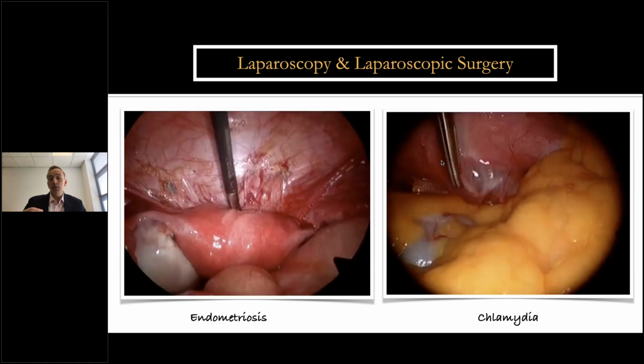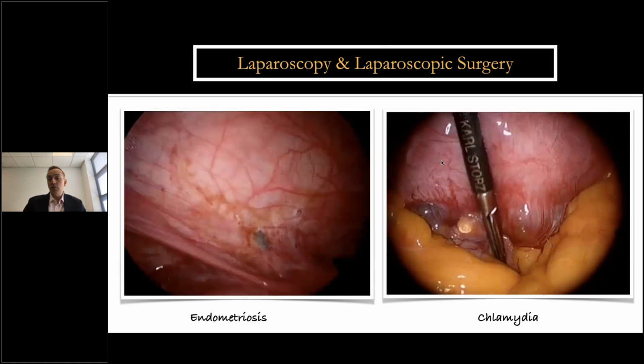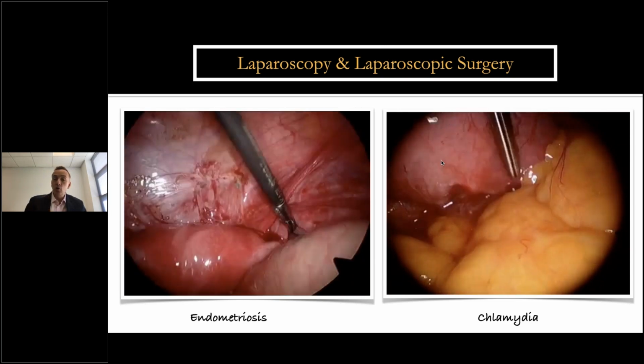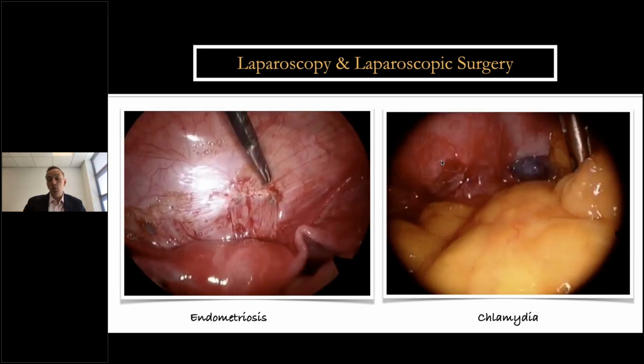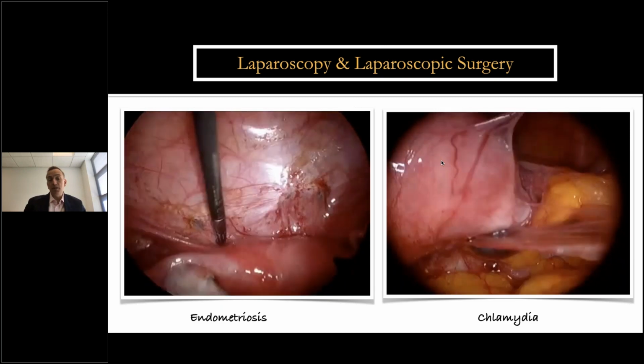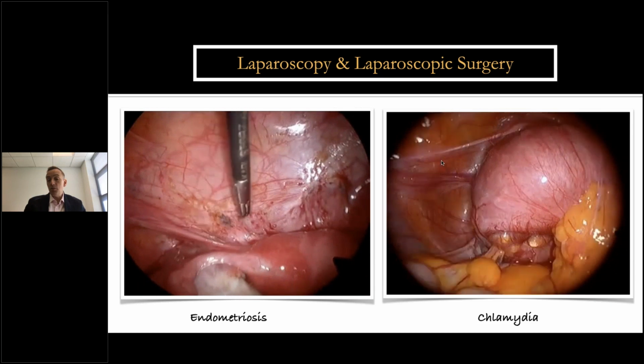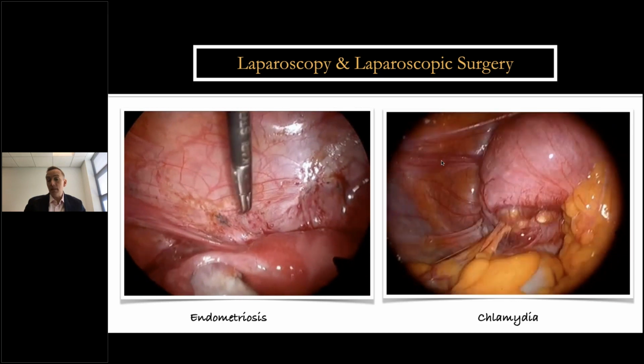Same applies to picking up small deposits of endometriosis in the uterosacral fold or in the pouch of Douglas. Just by recognizing it doesn't look normal, you'll then be able to see those deposits more clearly. So laparoscopy obviously has a role, not only for surgery, but for diagnosis, but don't underestimate the information you can get from ultrasound as well.